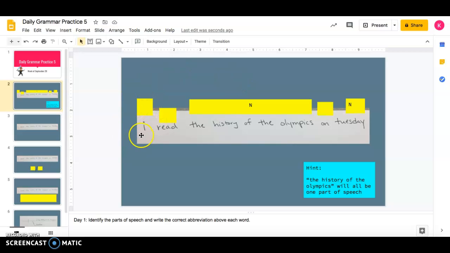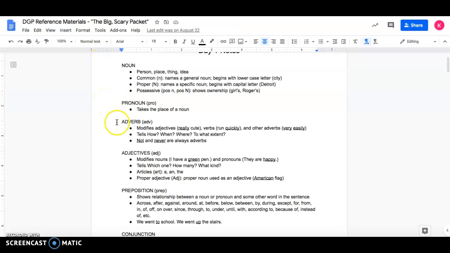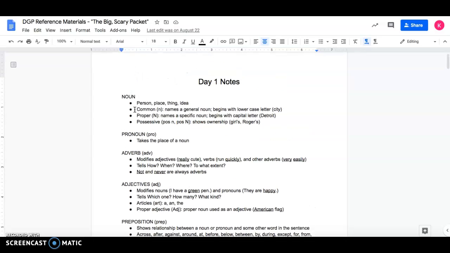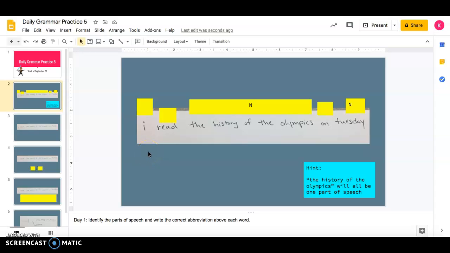Now over here, the word I. I is a noun. It's a person, and nouns are people, places, things, ideas, animals. However, it is actually going to be a pronoun. So let's look at our big scary packet for just a moment. Right here on day 1 notes, it's just right underneath nouns. Pronouns take the place of a noun. So rather than saying, "Mrs. Forsman read the history of the Olympics on Tuesday," I use the word I to take the place of the noun Mrs. Forsman. These are words like I, he, she, they. It just takes the place of a noun.